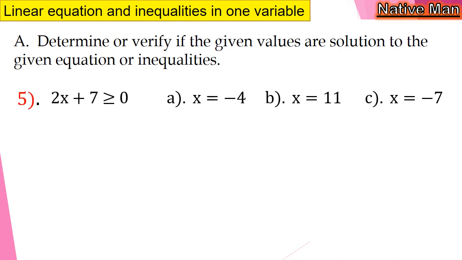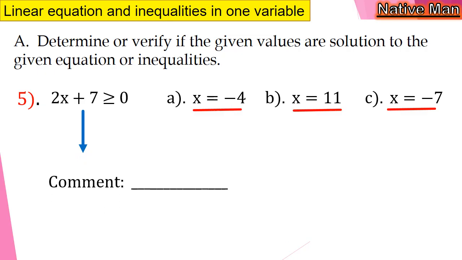Okay, so how about this number 5 example? 2x plus 7 is greater than or equal to 0. For letter A, x is equal to negative 4. Letter B, x is equal to 11. And letter C, x is equal to negative 7. Okay, so kayo naman po ang mag-verify if solution or not. Comment lang po sa comment box at hintayin po ninyong aking reply kung solution or not.